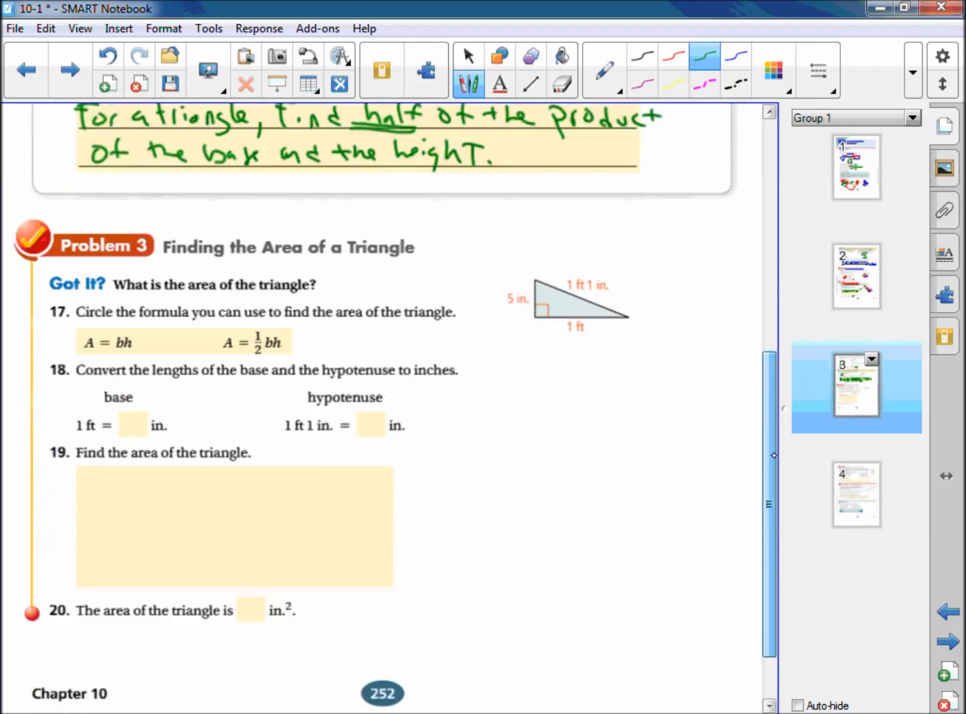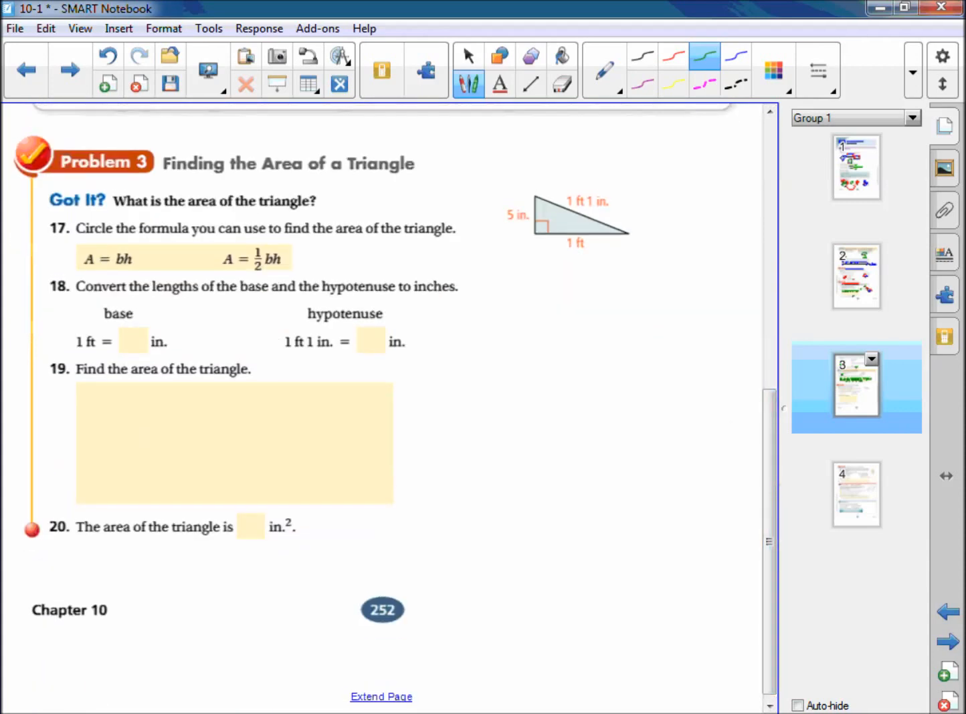So first we have to circle the right formula, and of course it's going to be the 1/2 base and height. And then convert the lengths of the base and the hypotenuse to inches, because right now we have 5 inches for the height. We have this side over here is 1 foot, but we need to make that be inches also, so they can all be inches. So that's 12 inches. And then we had that hypotenuse of this right triangle is 1 foot 1 inch. So that's the same as 13 inches, 12 plus 1.